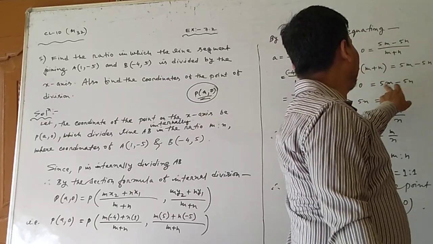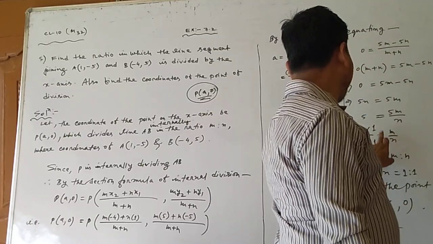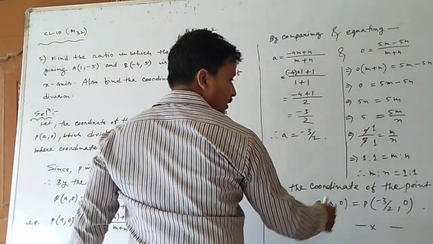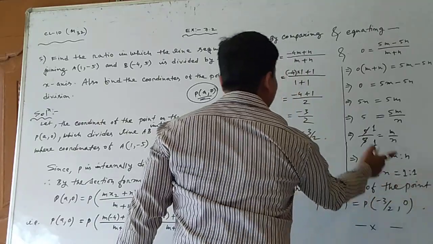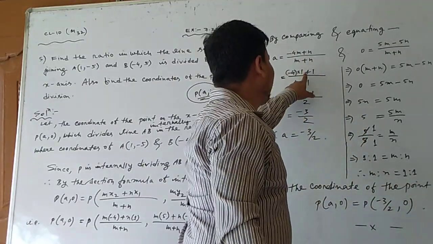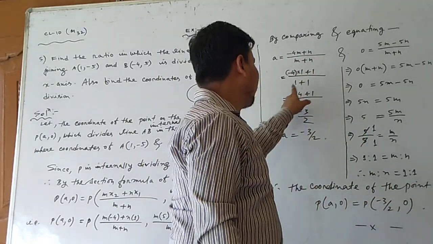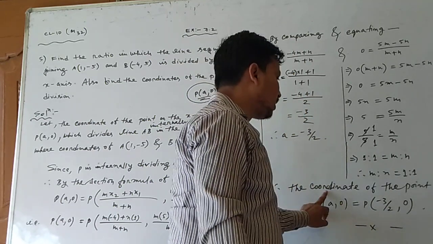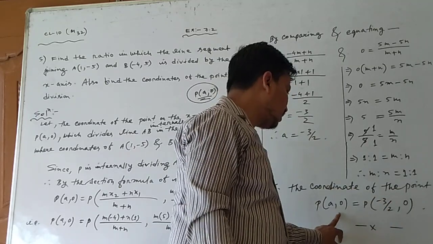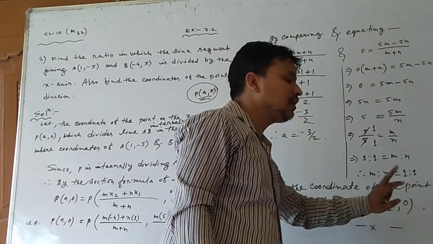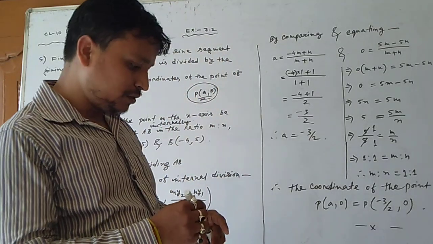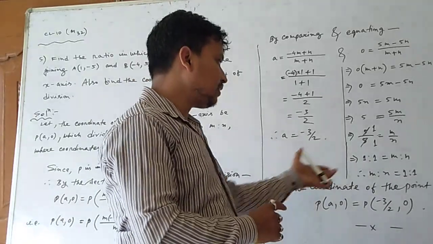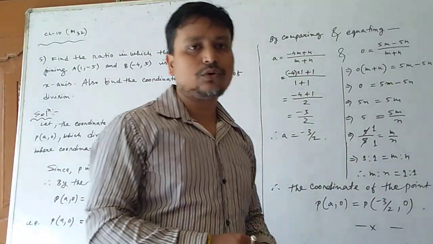Then by shifting from here you will get the m to n value: 1 is to 1 ratio. This ratio m is to n you put here: in place of m you put 1, in place of n you put 1. Then by the calculation you will get -3 by 2. So a equals -3 by 2. Therefore the coordinate of the point P(a, 0) is (-3/2, 0). It is the required coordinate of the point which is internally dividing line AB in the ratio m is to n, and that ratio we have already found to be 1 is to 1. That's it.